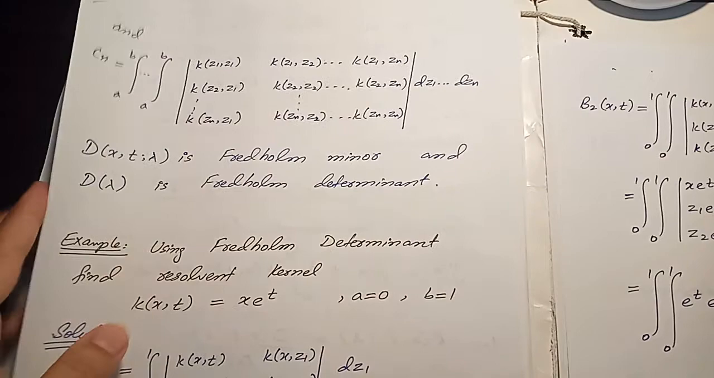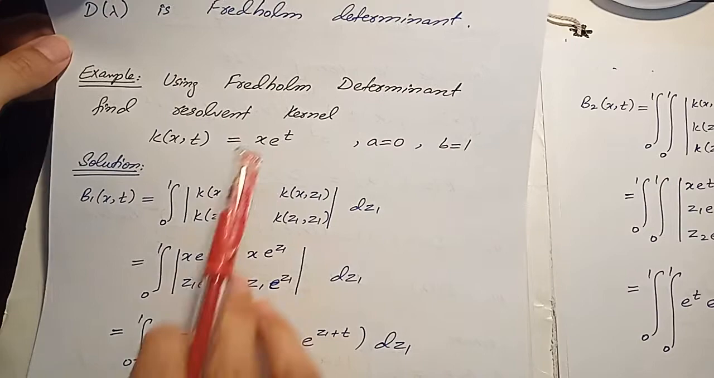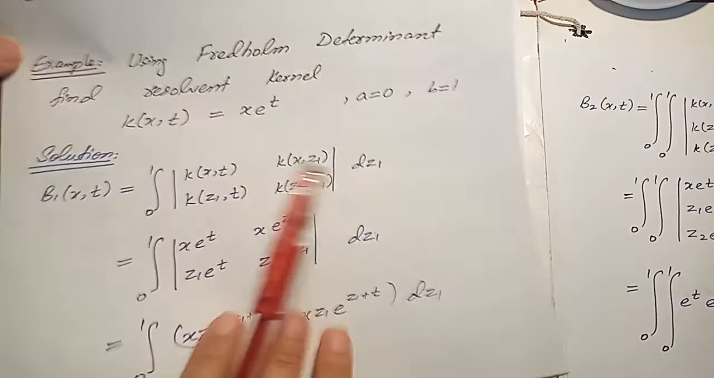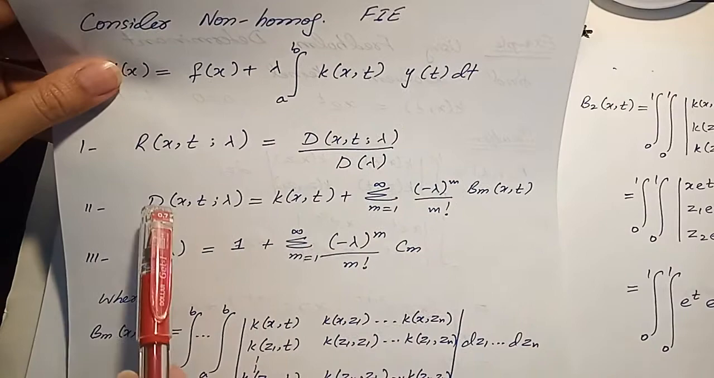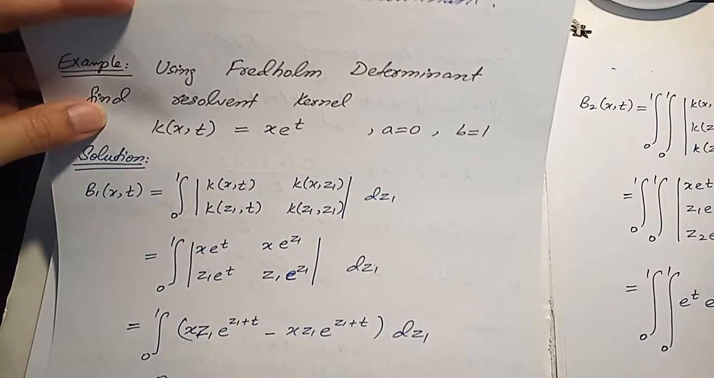Let's solve the example so that everything will be clear to you. Using the Fredholm determinant, you have to find the resolvent kernel, and they have already given you the kernel: x e raised to power t, with a equals 0 and b equals 1. For finding the resolvent kernel, you need these two D's, and for these you need Bm and Cm. It means you need B1, B2, B3 and so on, and C1, C2, C3 and so on. So first of all, we are going to find B1. Integration is from 0 to 1. This is B1.